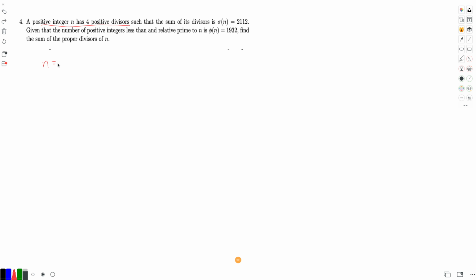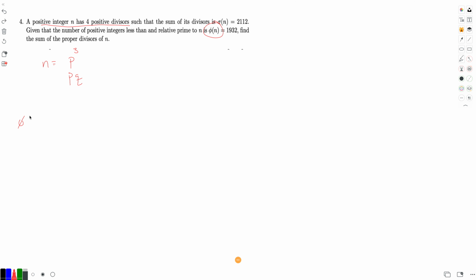It can either be a prime cubed, which has 4 divisors, namely 1, p, p squared, and p cubed, or it can be of the form pq, where p and q are distinct primes. These two will produce 4 positive divisors. Now we know the sum of its divisors, and the number of integers less than n that are relatively prime is given by phi of n. So let's first try to find phi of n for these particular numbers.